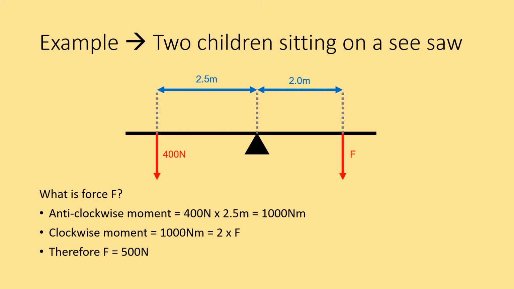Let's go back to pretending that the gravitational field strength is 10 for a moment. I've got a 40 kilogram child sat 2.5 meters away from the pivot. I can put a 50 kilogram child sat 2 meters away from the pivot. The beam itself has a moment of 0 because the perpendicular distance is 0. It's just sat on top of the pivot.